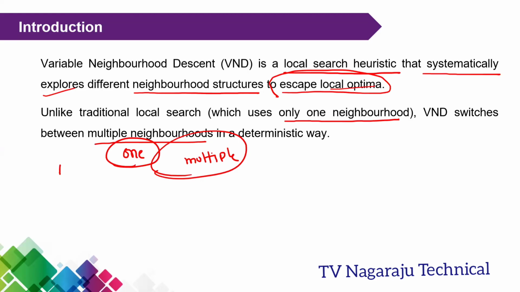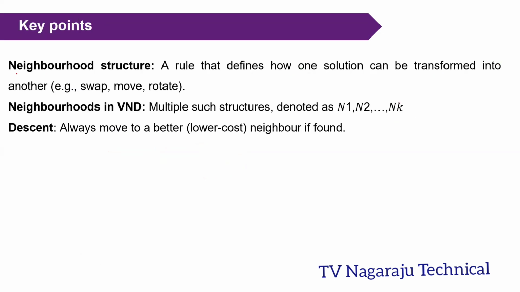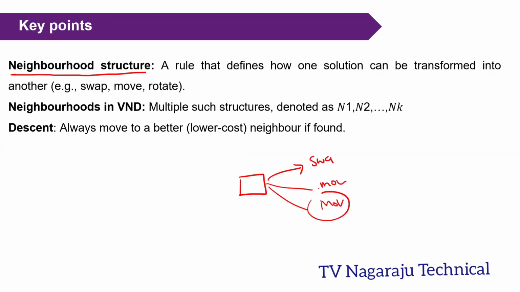Now, before moving to the VND algorithm, first you need to understand some points. What is meant by neighborhood structure? What is meant by neighborhood? Observe here. This is a chair in a standing position, or in a sitting position. Now this chair is moved by some swapping, this chair is moved by some rotation, or this chair is moved to some other position. It means a rule that defines how one solution can be transformed into another solution.